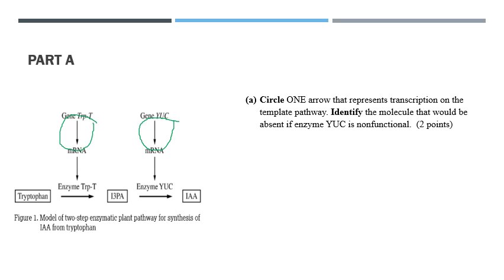So I would circle it, and then I would state the fact that you have the arrow from the gene to messenger RNA in either pathway. Then we would identify the molecule that would be absent if YUCK is non-functional. So if YUCK is non-functional, then IAA is obviously not going to be able to be completed.